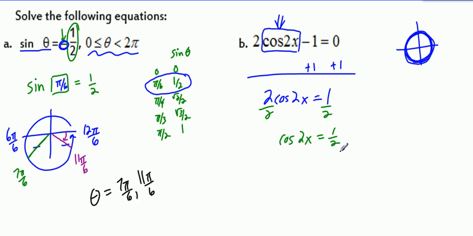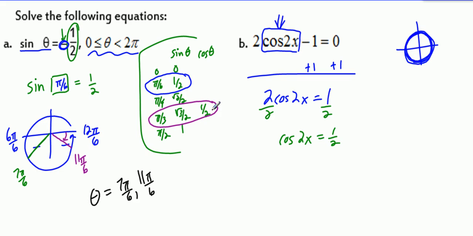Now, since I already have this table partially filled out, I know that this cosine column is going to be the reverse of the sine. So pi over 3 is the one I'm interested in, and I know that the cosine of pi over 3 equals a half. Now here's where things get a little bit more complicated, because it's not just an x in this case, it's a 2x. So 2x has to equal pi over 3.